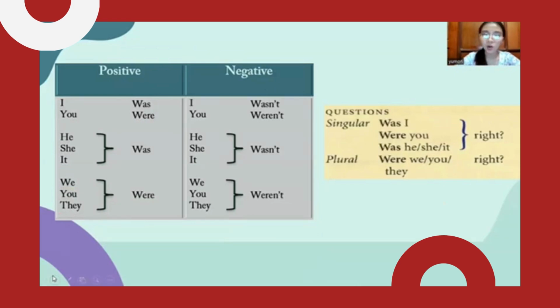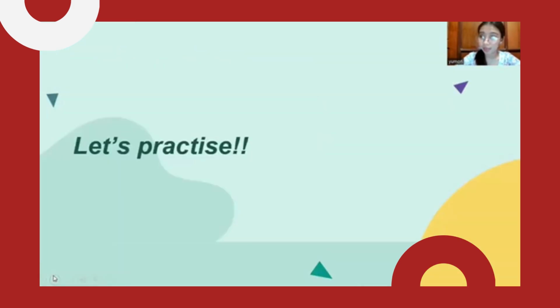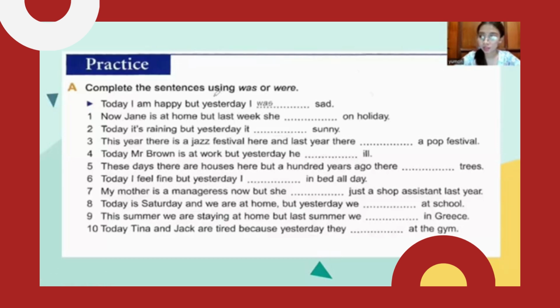Okay, so now let's practice. We have 10 sentences here. You have to complete the sentences by using was or were. So there's one example. Today I am happy, but yesterday I was sad. You see, I is singular. That is why we use was.